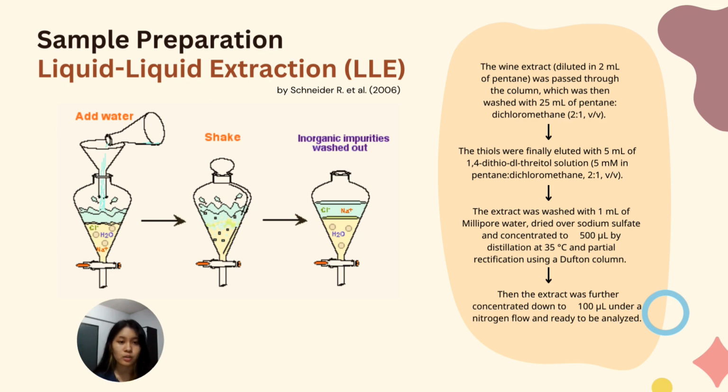The extract was washed with 1 ml of Millipore water, dried over sodium sulfate and concentrated to 500 microliters by distillation at 35 degrees Celsius and partial rectification using a Dufton column. Then the extract was further concentrated down to 100 microliters under a nitrogen flow and is ready to be analyzed.